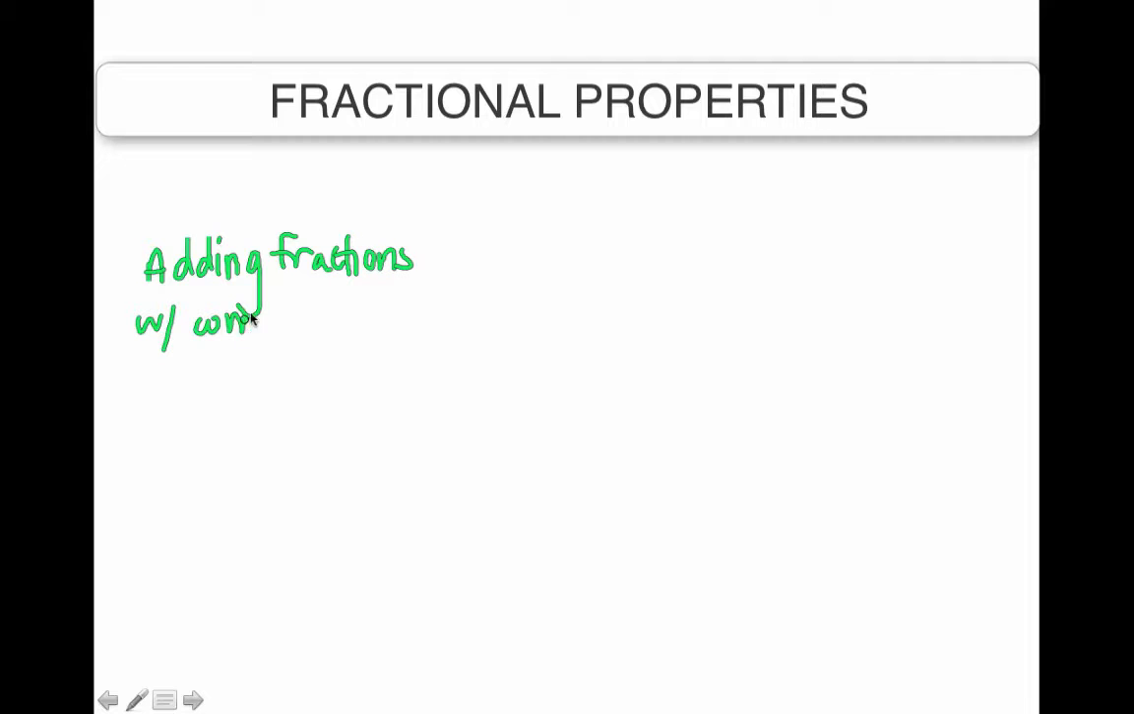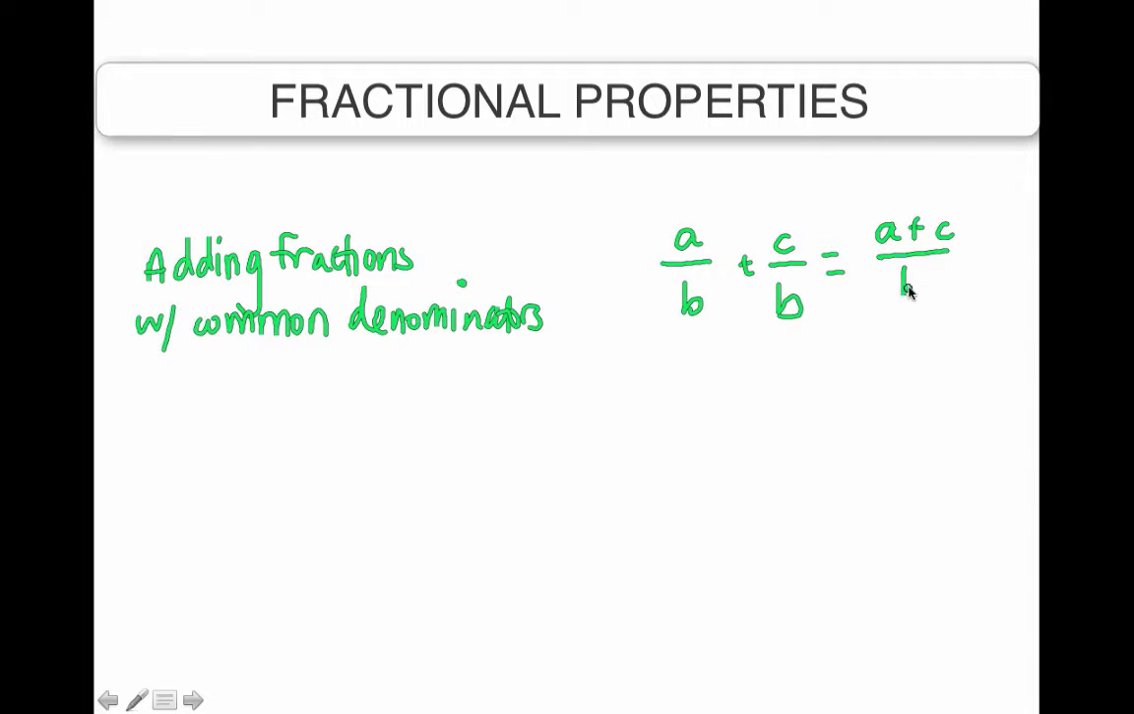When we add fractions, their denominators have to be the same, and we call them common denominators. And if their denominators are the same, then we add the numerators together and just keep the same denominator. Now, if they are not the same, we need to find something called the least common denominator. And we'll get a little practice with that in this video and then in the assignment.